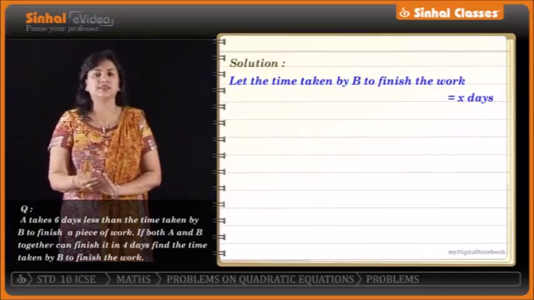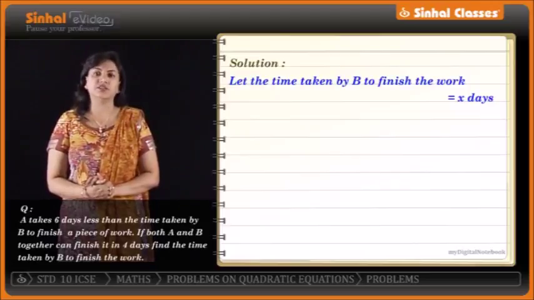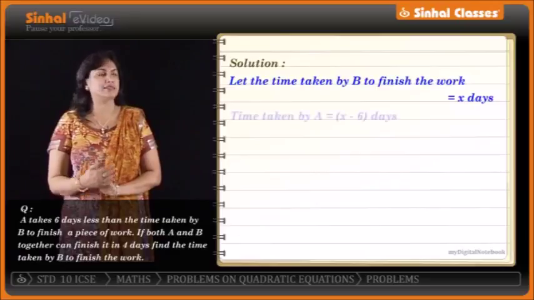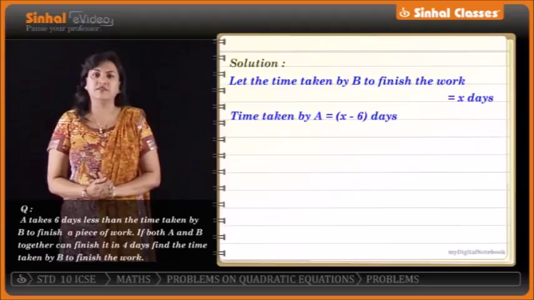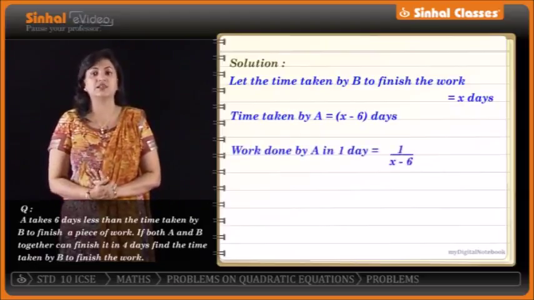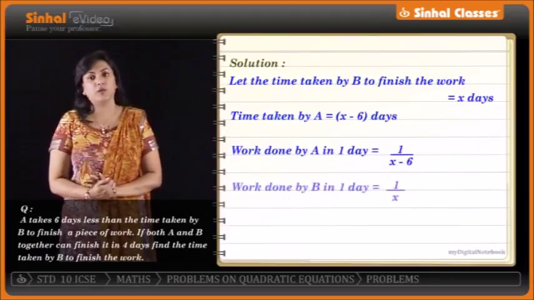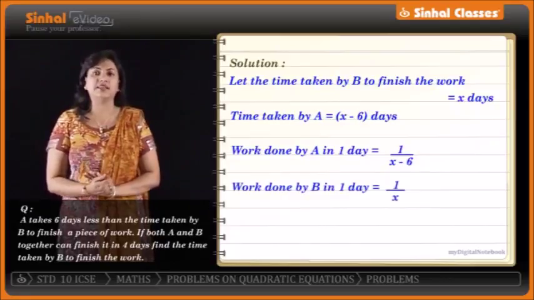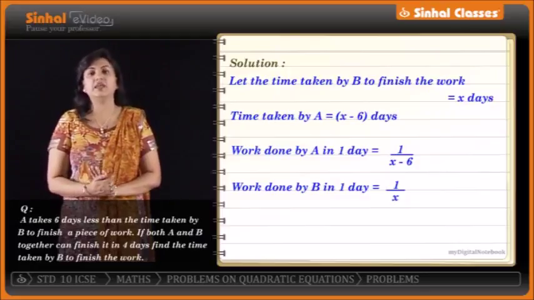Now A takes 6 days less than B, so the time taken by A to finish the work is equal to x minus 6 days. Now the work done by A in 1 day is equal to 1 upon x minus 6, and the work done by B in 1 day is equal to 1 upon x. Now it's given that A and B together can finish the work in 4 days. So the work done by A and B in 1 day is 1 upon 4.